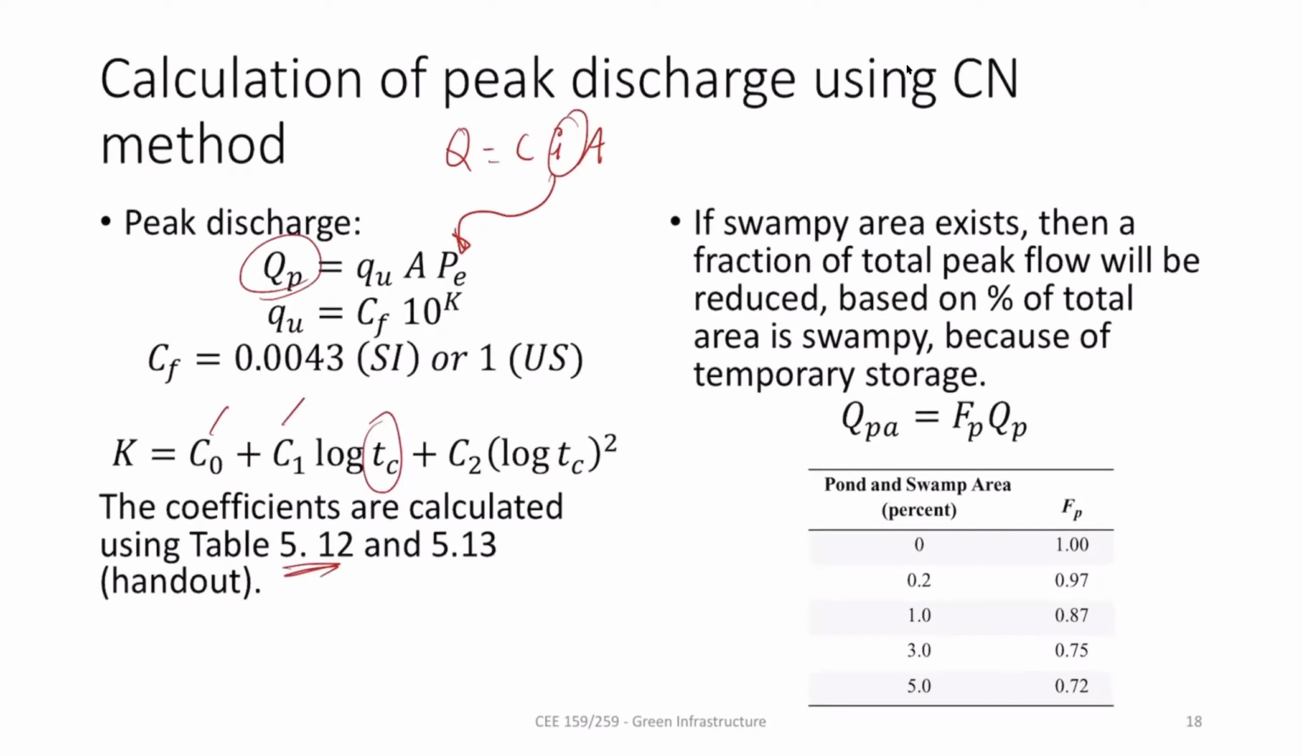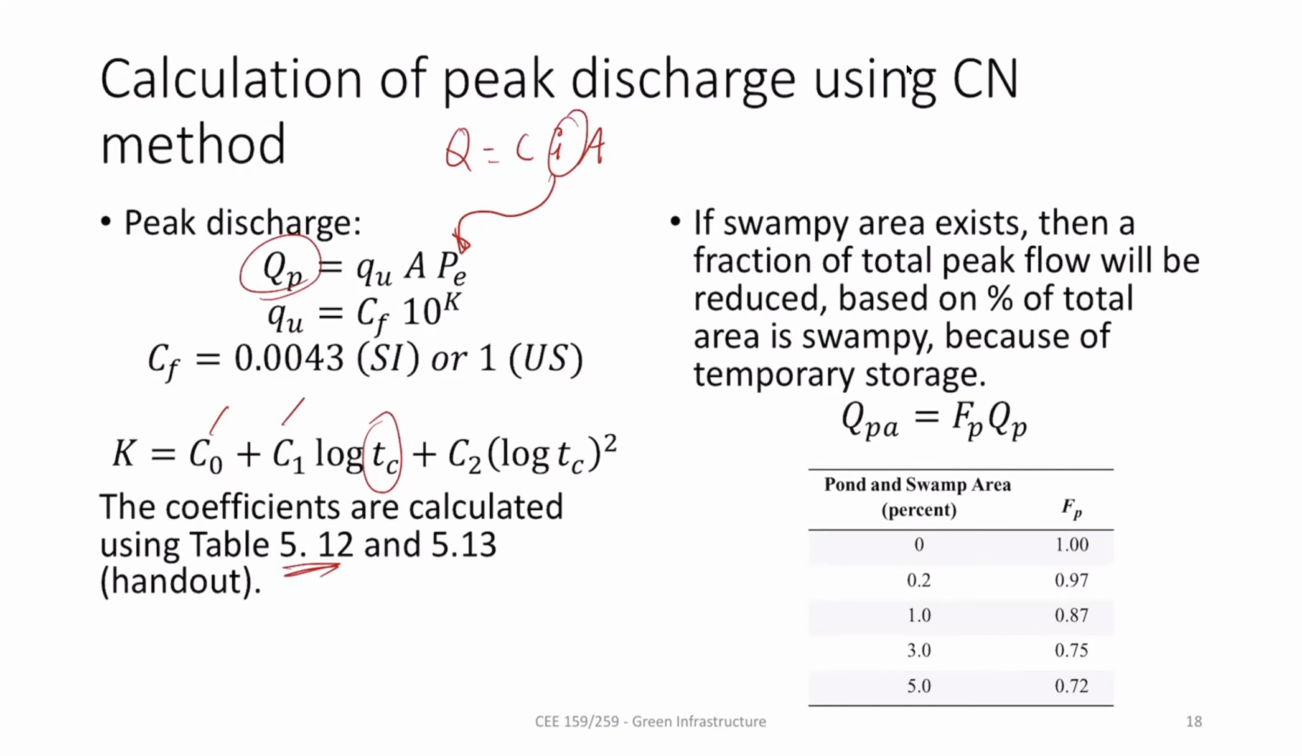But this is the maximum amount of peak discharge. If you have some kind of swampy area, or an area where water can be stored, some amount of water will go into that area. That means your peak will be lower than what you expected, because some of it is lost. So you have to account for what percentage of the area is swampy.